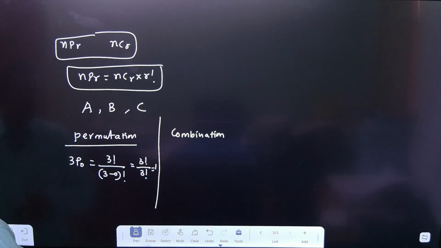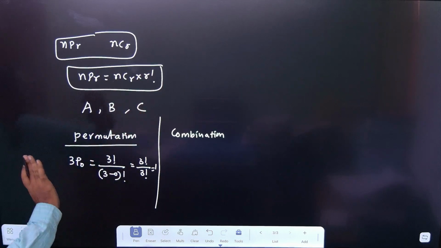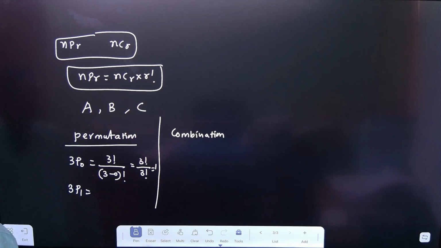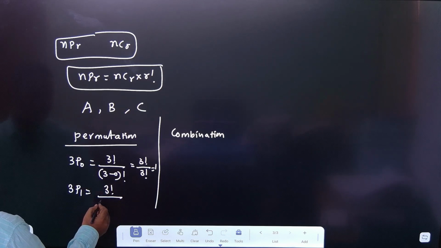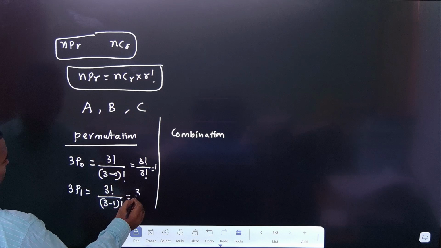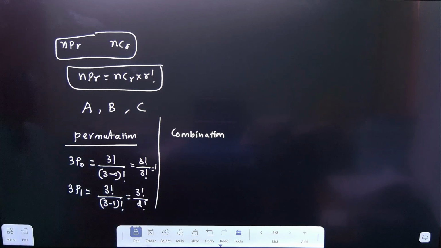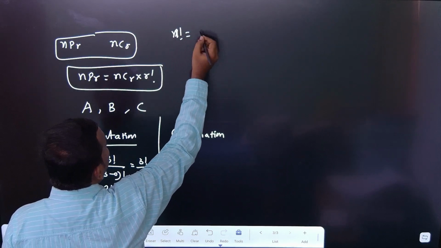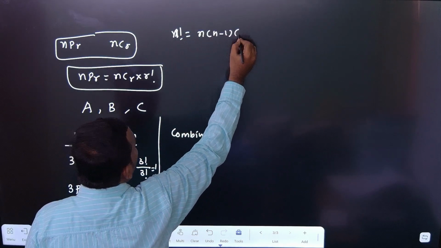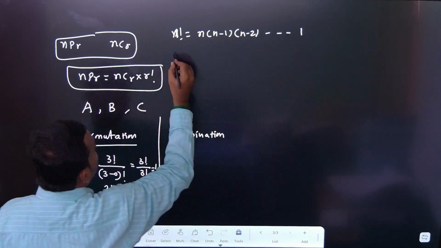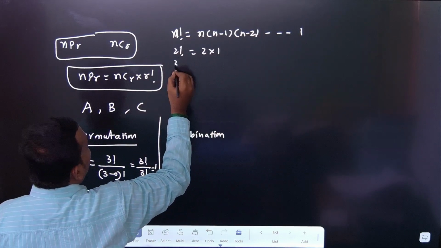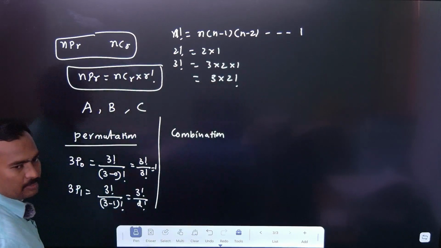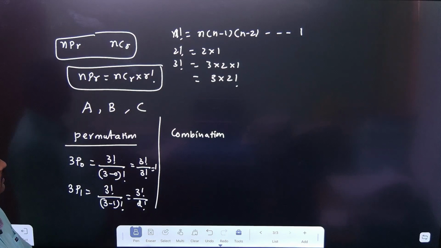So here 1 possibility means you are not selecting among any 3, right? Let us take 3P1. That is 3 factorial divided by 3 minus 1 factorial, that is 3 factorial divided by 2 factorial. You know that n factorial is n into n minus 1 into n minus 2, and so on to 1. 2 factorial means 2 into 1, 3 factorial means 3 into 2 into 1. It is the same as 3 into 2 factorial, because 2 into 1 is 2 factorial.